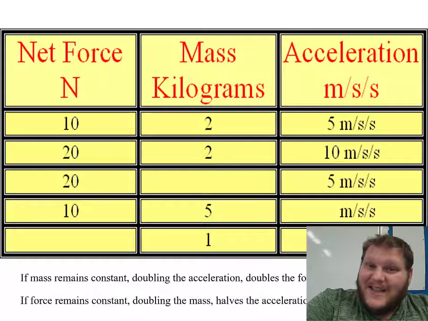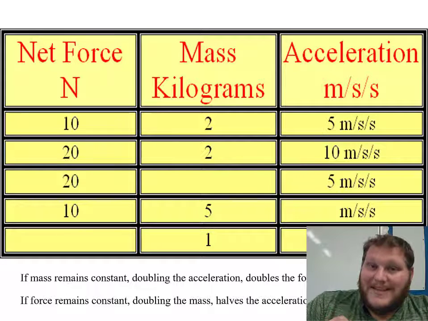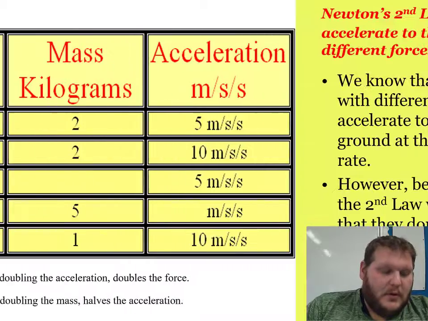So if the force is the thing that remains the same, any manipulation of either of those two things on the same side, mass and acceleration, means that if one doubles, the other has to be cut in half in order to still multiply together to get that same thing. So just something to keep in mind.